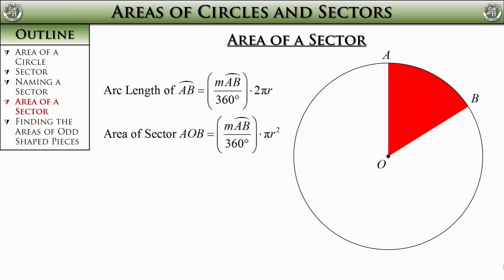Arc length is a piece of the outside, a piece of the circumference. So make sure you're using the one that includes the circumference calculation. If you're doing an area of a sector, then you need to be using the formula that incorporates the area calculation in it. You need to be able to differentiate between those two calculations. That's how you have to keep them straight.